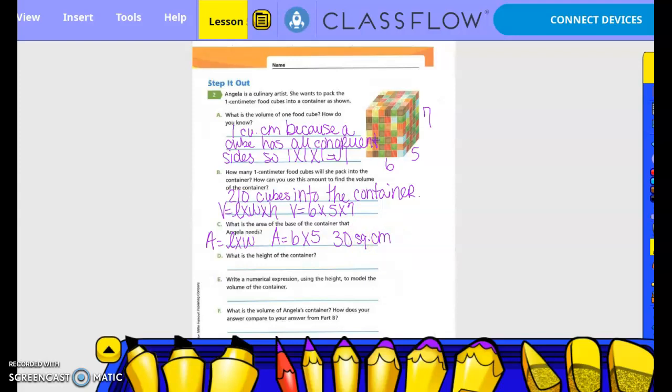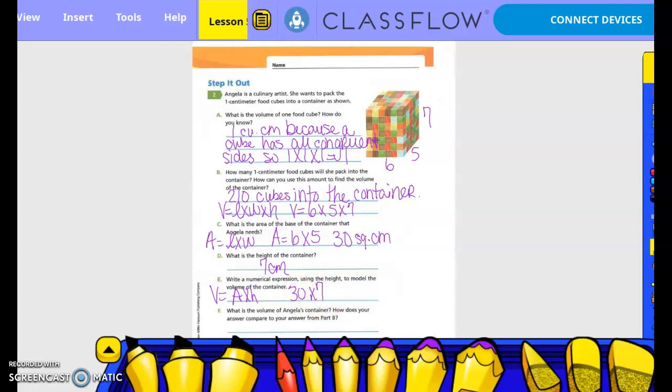So letter D, what is the height of the container? 7 centimeters. Then they want us to write a numerical expression using the height to model the volume of the container. Volume can also be volume equals area times height, okay? So if we were to use that equation, what would we plug in for the area? Would we say 30, right? So 30 times, what's the height? 7.